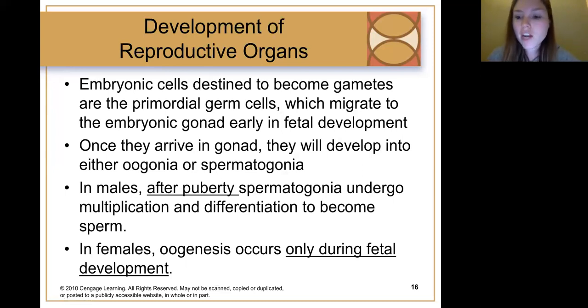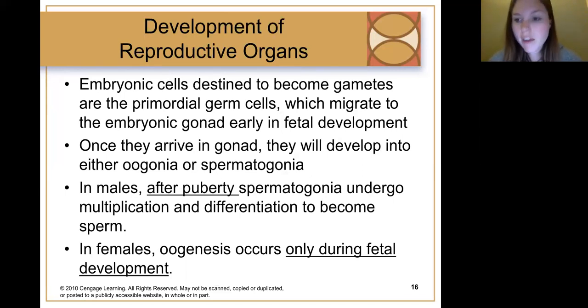So in reproduction, those embryonic cells that are destined to become gametes, or sex cells, are the primordial germ cells. Germ cells and embryonic cells just mean undifferentiated cells that migrate to the gonads in the embryo, so the embryonic gonad, early in fetal development. As a fetus is developing the gonads, so the ovaries and the testes, you're going to have this migration of these stem cells to the gonads, and then that will eventually cause them to become the gametes, so the sperm and the egg.